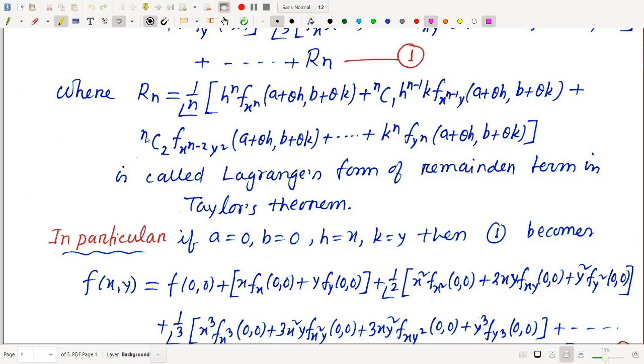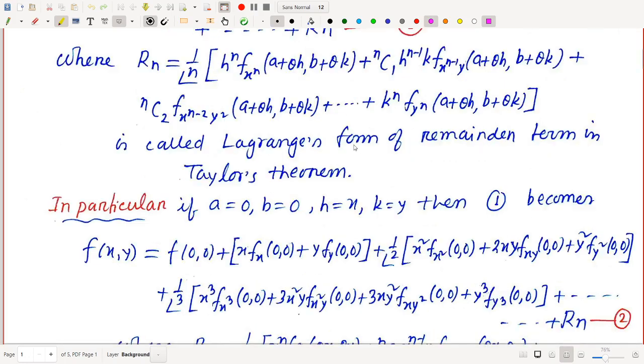So plus then nC2 f suffix x to the power n minus 2 y square, meaning it is the nth order partial derivative of f with respect to x n minus 2 times and with respect to y two times at the point (a plus theta h, b plus theta k), plus dot dot dot, similar terms are there, nC2, nC3, nC4 etc. The last, nCn, means 1, so it is k to the power n, the last term f suffix y to the power n at the point (a plus theta h, b plus theta k), meaning the nth order partial derivative of f with respect to y, n times.